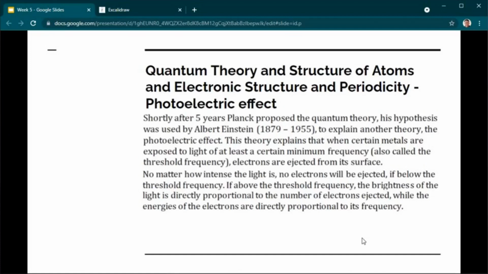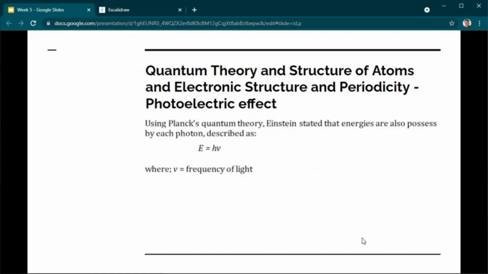Okay, so again, notice the difference. Planck's quantum theory is about the energy absorbed, the smallest energy absorbed, which is quantum energy. Albert Einstein's photoelectric effect is electrons being ejected on the surface of metals when exposed to light. So again, we mentioned threshold frequency and everything. We will discuss it more on the next slides.